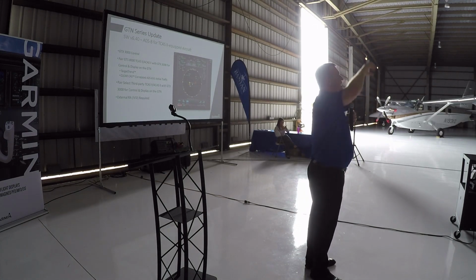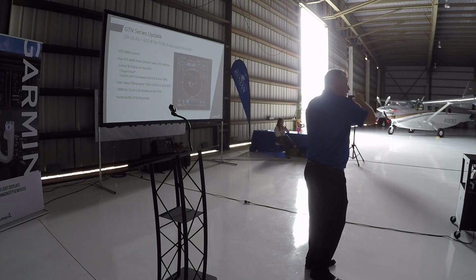So if there's a resolution advisory, it doesn't have command bars that tell you to fly up or down, like a TCAS 2 primary flight display, like our G5000 is, for example. But it will indicate the relative bearing to that target. Okay?